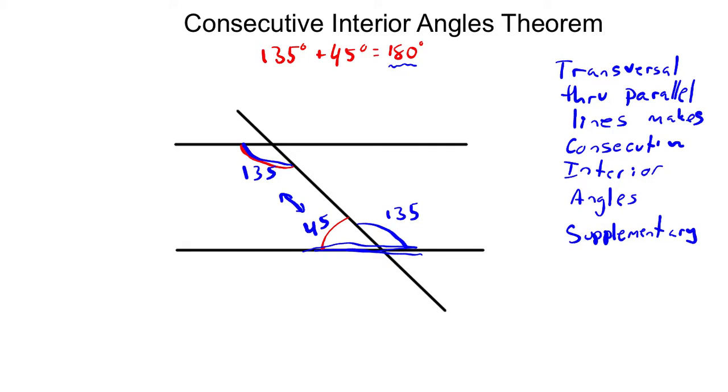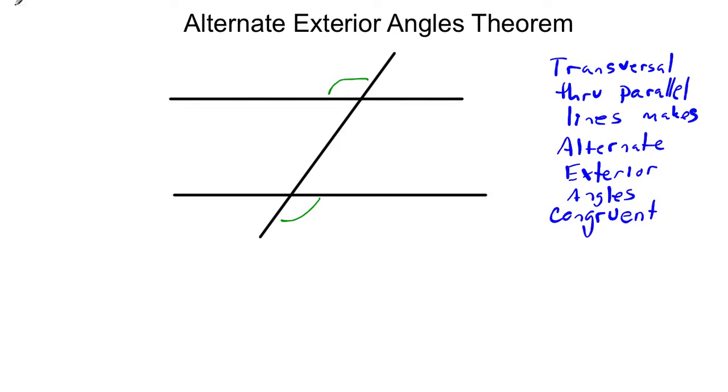The only angle that is different is going to be consecutive interior angles. They are going to be supplementary. So hopefully that's kind of simple to remember. They're going to be congruent unless you're talking about consecutive interior, then they're going to be supplementary.